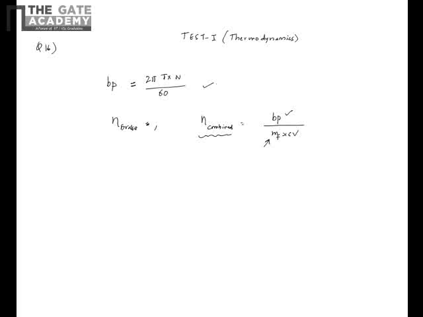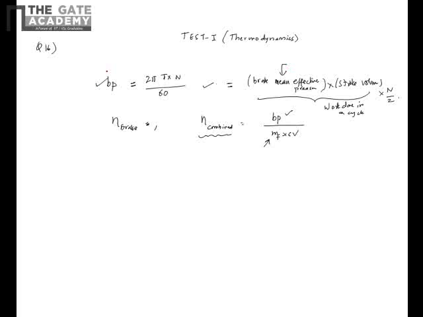The other way of analyzing is this brake power I can just write in terms of brake mean effective pressure into the stroke volume. Okay, so this is basically work done in a cycle, and number of cycles, if it is a 2-stroke engine I can write N by 2. So now if my brake mean effective pressure is more, my brake power will be more.